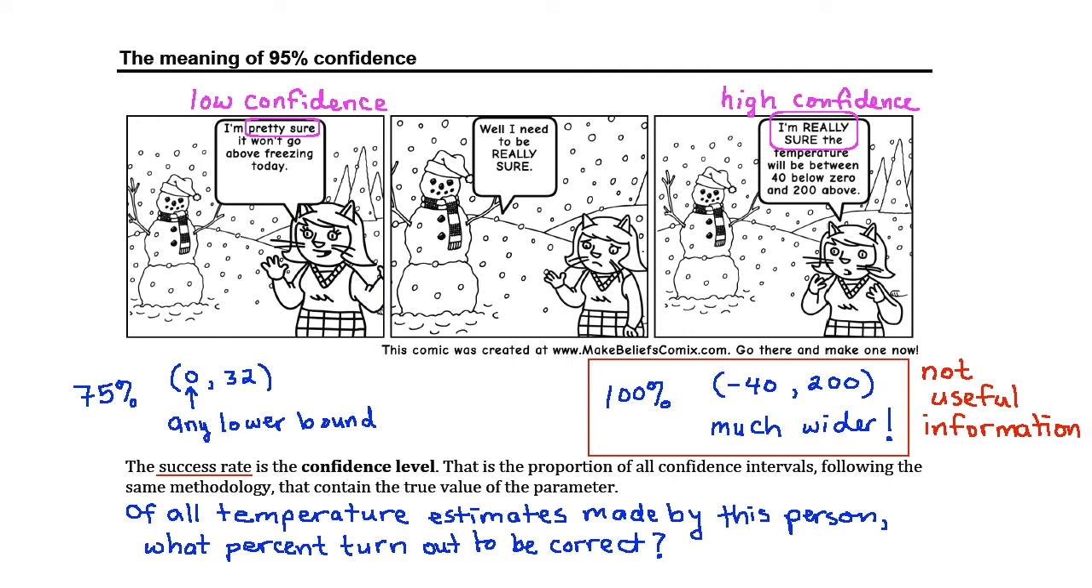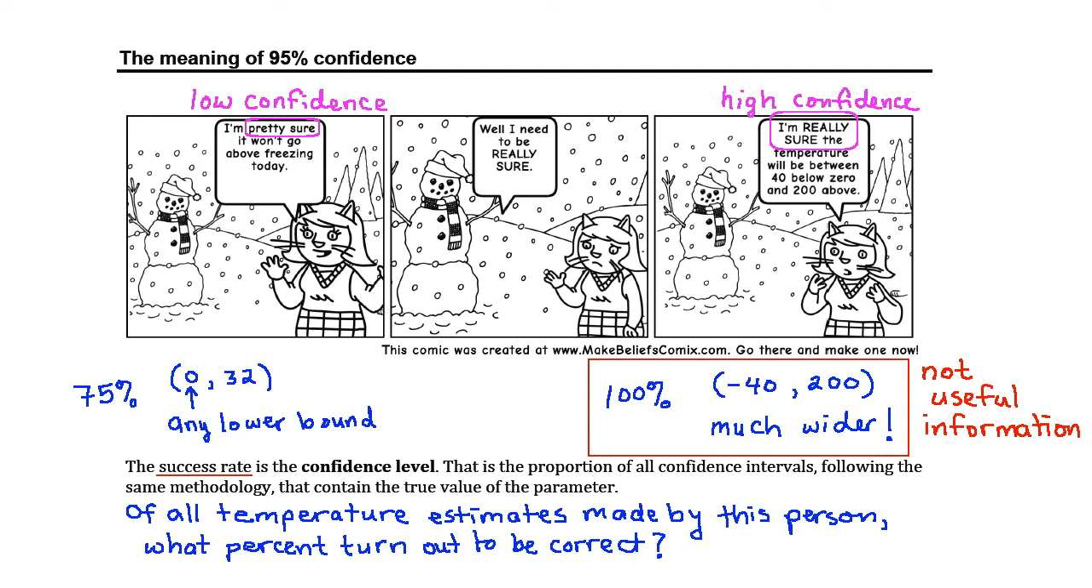So in this context, we could say that the confidence level of these estimates is if we were to take all of the temperature estimates made by this person, assuming that the same methodology is used each time, that it's based on the same way of gathering information and making a prediction, then whatever percent turn out to be correct should be the confidence level for this method of estimation.